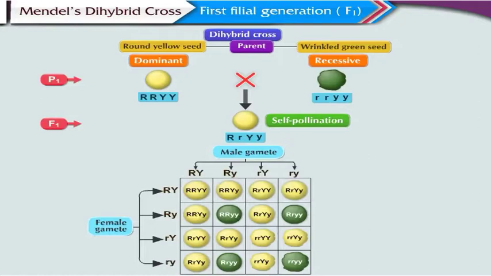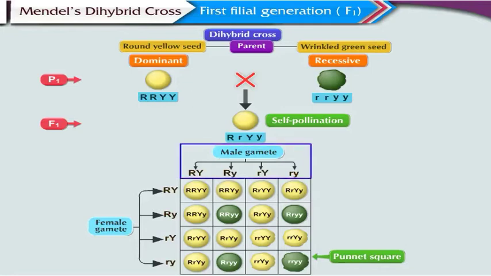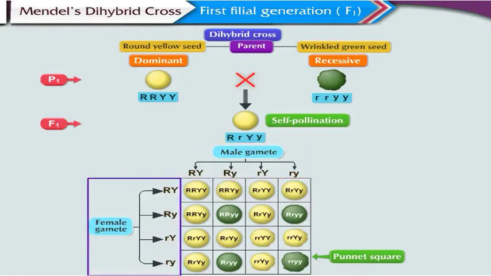Let us understand how characters are transmitted with the help of Punnett square or checkerboard. On the top of the chart, male gametes are arranged, while at the side of the chart, female gametes are arranged. In the boxes of this chart, 16 different possible combinations of the F2 generation have been shown. Let us now understand about the second filial generation, that is F2, in detail.